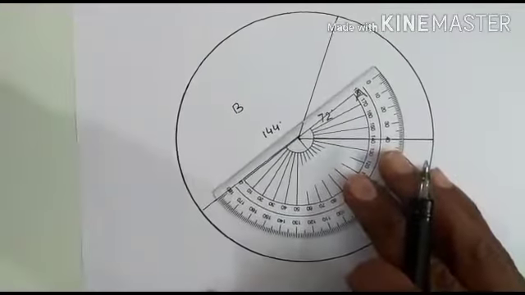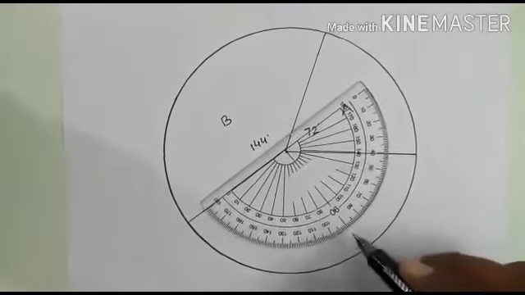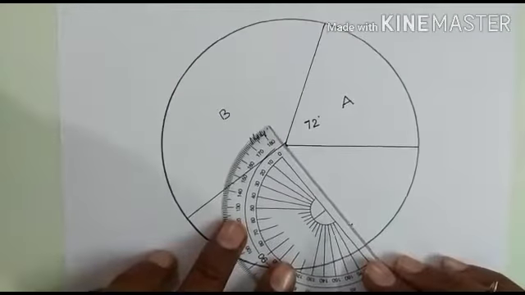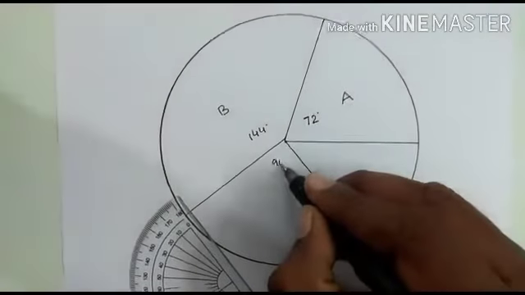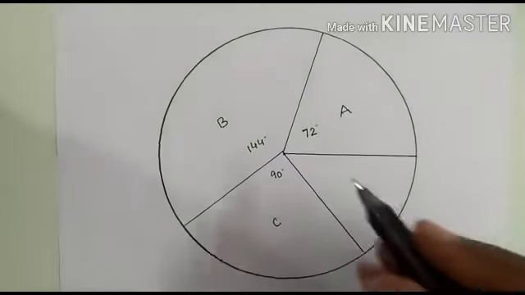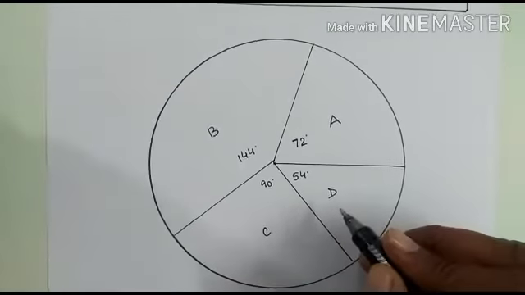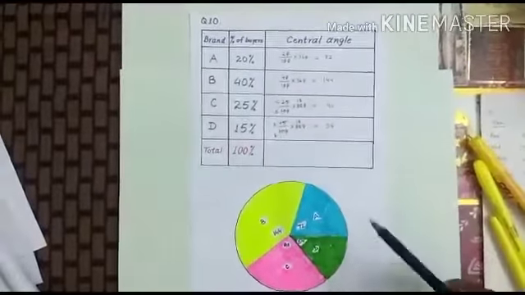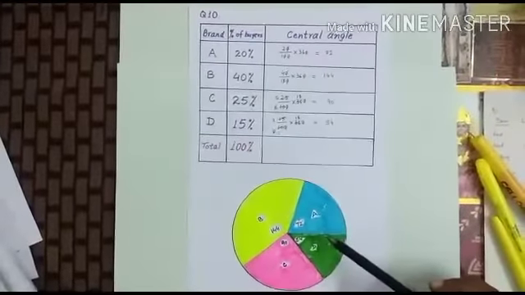Now next, put the protractor on the next horizontal line like that and make the angle of 90 degrees. 90 is here, so join this line to the circumference for making the angle of 90 degrees. This is the angle of 90 degrees for brand C. The remaining angle is 54 degrees, which is for brand D. Thus we have made the pie chart of this question 10. Thank you.